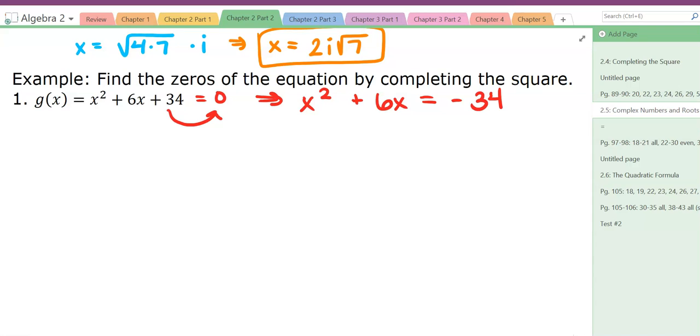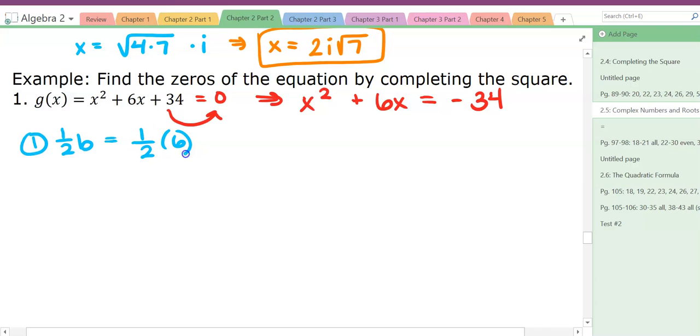So step 1 is to take half of our b term. Your b is that 6 because it's sitting in front of the x. So we're going to do 1/2 of 6, which is 3. Step 2 is to square that number. So we take 3 squared, and we get 9.